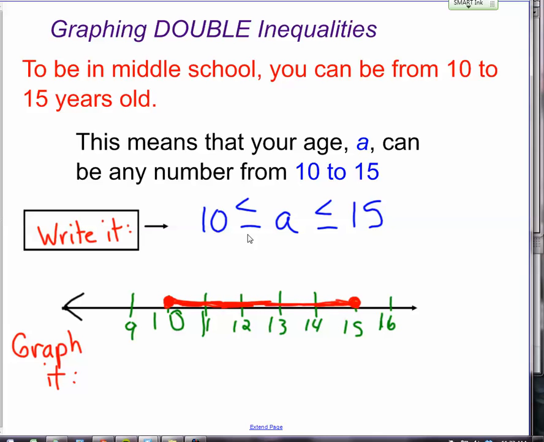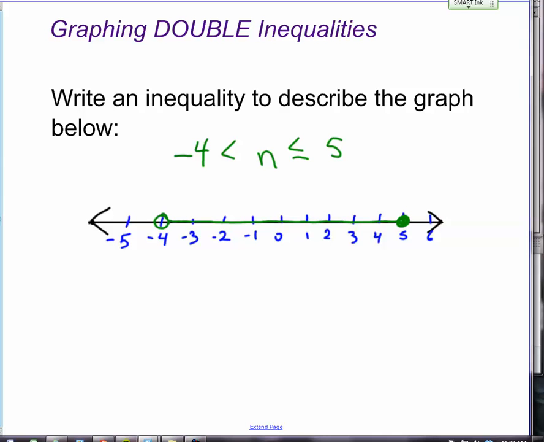And notice here I want to count by ones, so I can see 10, 11, 12, 13, 14, 15. I can substitute any of these numbers for A and I get a true statement. 10 is less than 11, which is less than 15. 10 is less than 12, which is less than 15, etc. And then you just practice some more at your table group.